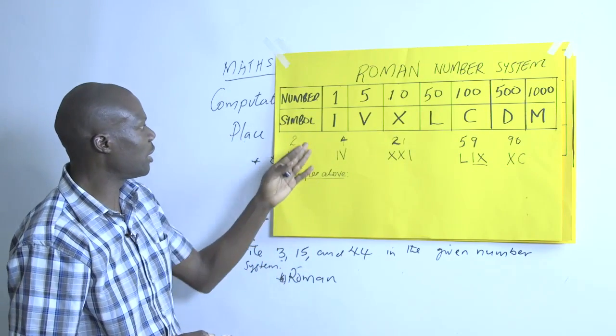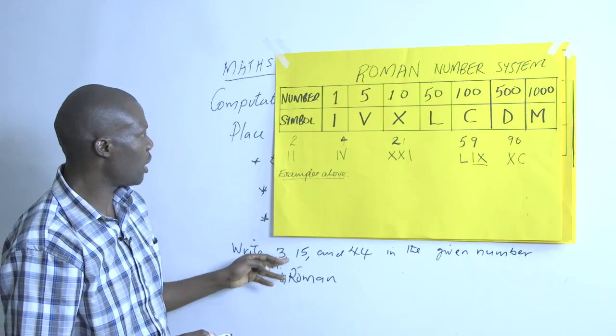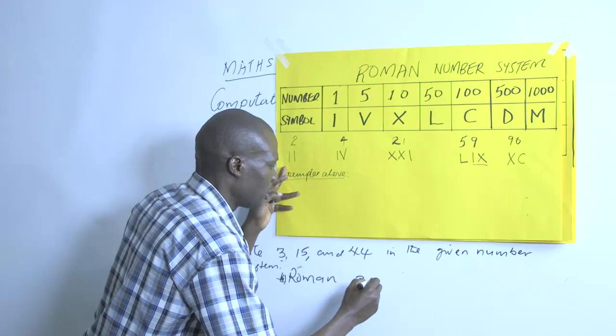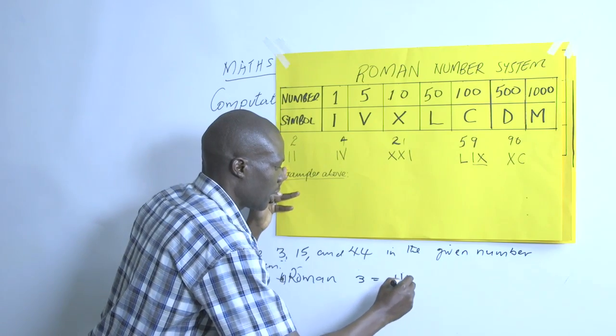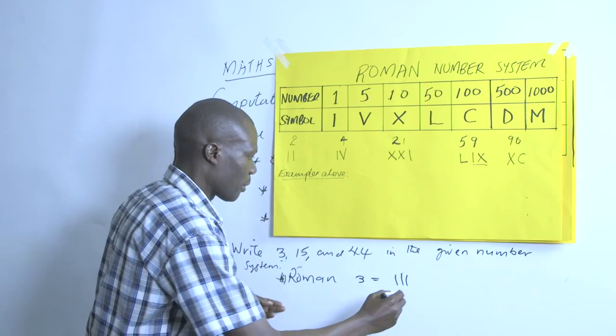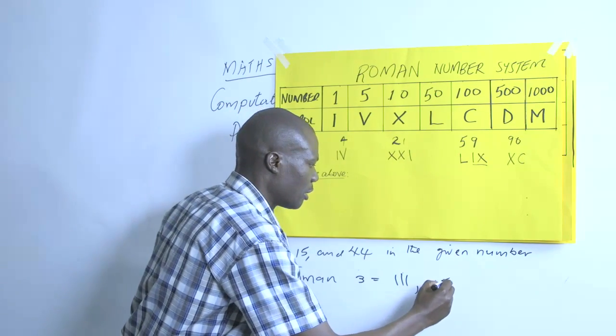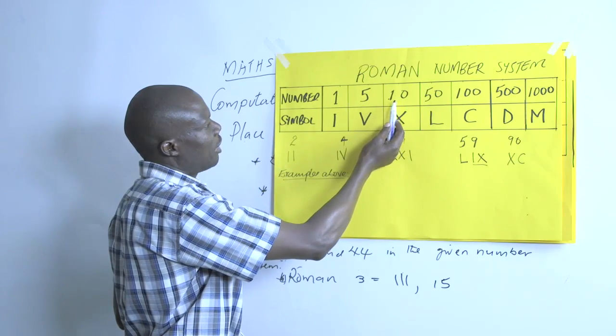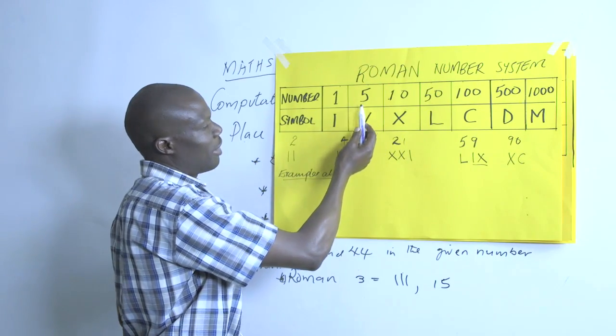So to represent 3, we require 3 capital I's. So 3 will be equivalent to 3 times the I. So this one represents 3. For 15, we shall require a 10 and we shall require a 5.